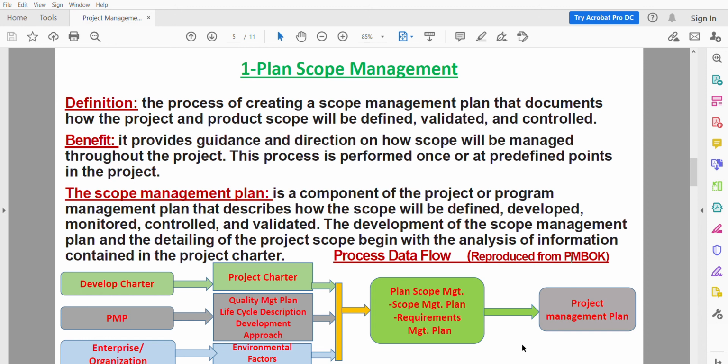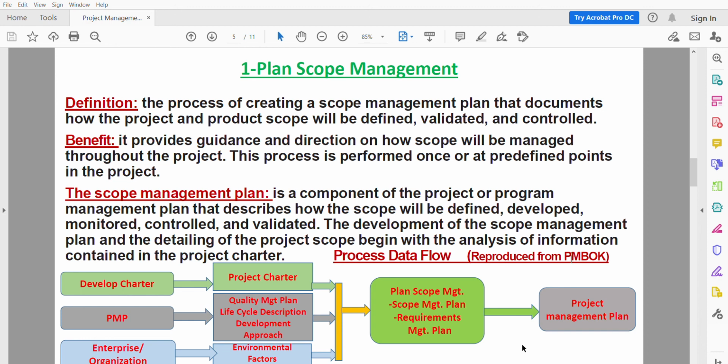So the inputs to the plan scope management: the first thing is the project charter, and we talked about this before actually. The project charter documents the project purpose, high-level project description, and assumptions, constraints, and high-level requirements that the project is intended to satisfy. The second input to this process is the project management plan. In this one, we use the quality management plan.